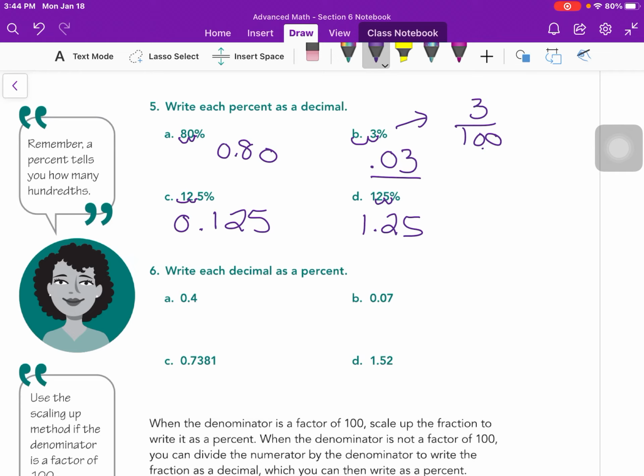It says write each decimal as a percent. Now to go the other direction, I must have to go 2 places to the right. So 1, 2, put a 0 in there. That would be 40%. 1, 2, that would become 7%. 1, 2, that would become 73.81%, because you can have a decimal. And 1, 2 would become 152%.